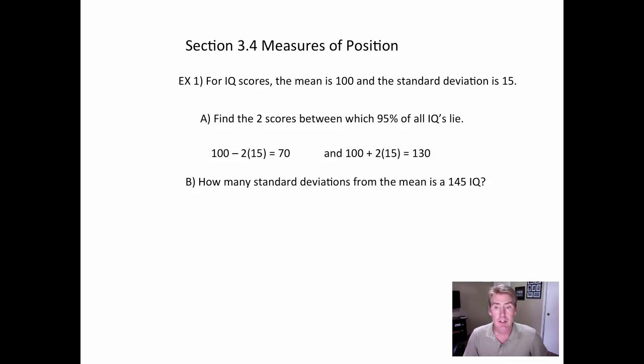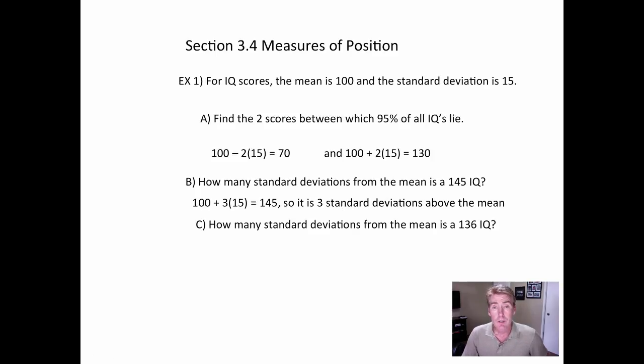So how many standard deviations from the mean is 145? In other words, if you start at 100, how much do you have to add on? And by how much, I mean how many times do you have to add on this 15 until you get to 145? Well, the answer is 3. So you have to add on 3 15s in order to get to the 145. So it's said to be 3 standard deviations above the mean.